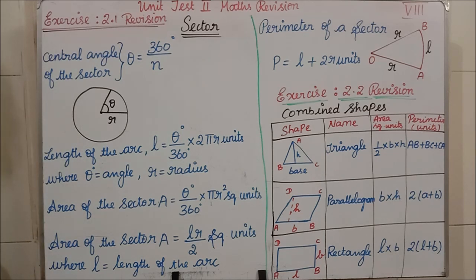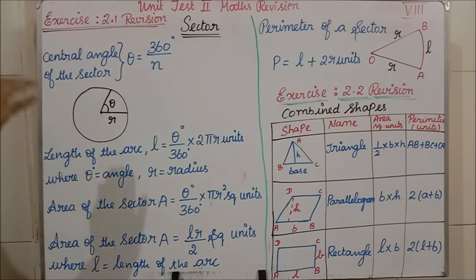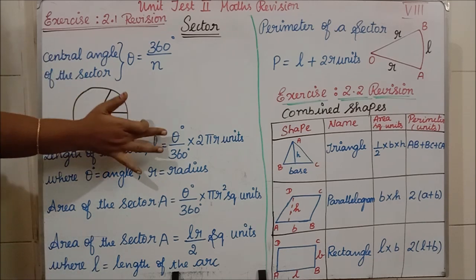Clear, students? The next formula is the length of the arc. Length of the arc we denote by small l, and the formula is theta by 360 degrees into 2 pi r units. Theta is nothing but what they will give you in the question itself, like 38 degrees or 40 degrees or 45 degrees. And also they will give you the radius r. You have to just substitute.